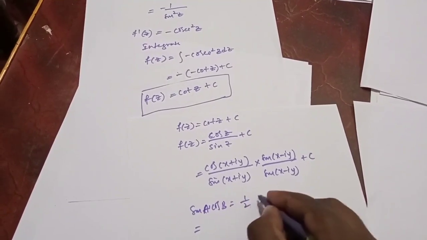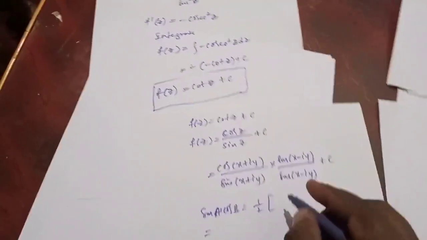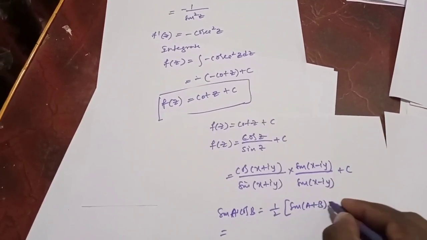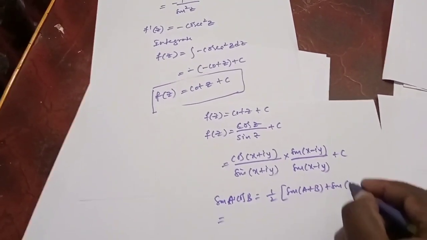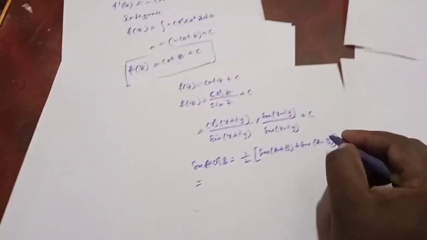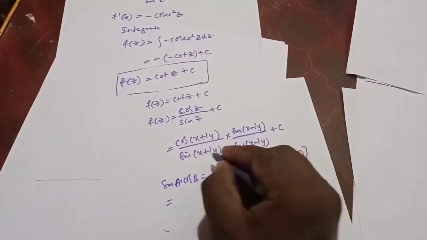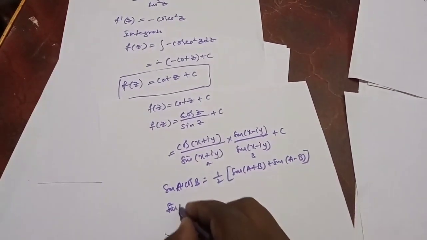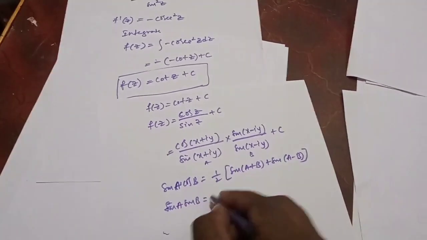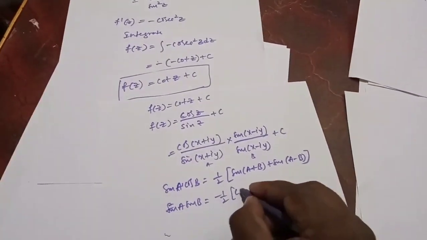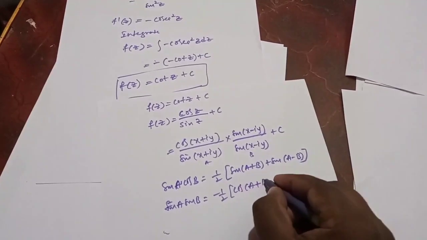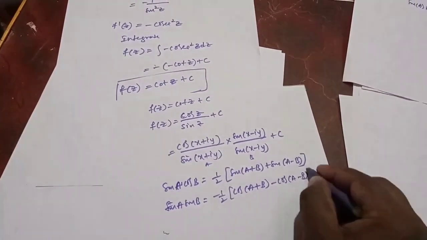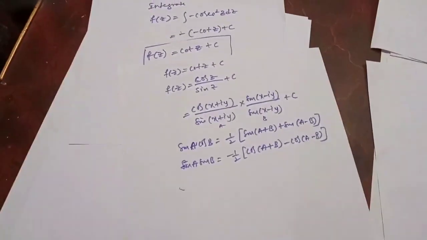What is our sin a cos b formula? Sin a cos b is 1 by 2 times sin of a plus b plus sin of a minus b. Next, here sin a sin b. What is our sin a sin b formula? Minus 1 by 2 times cos of a plus b minus cos of a minus b. This is our formula of sin a cos b and sin a sin b.